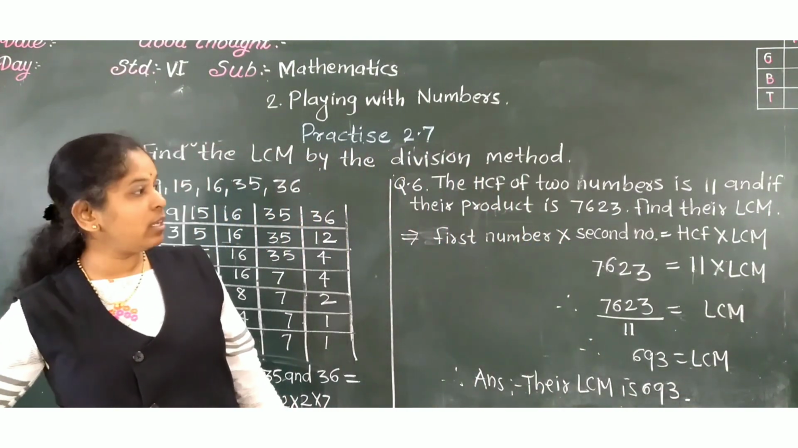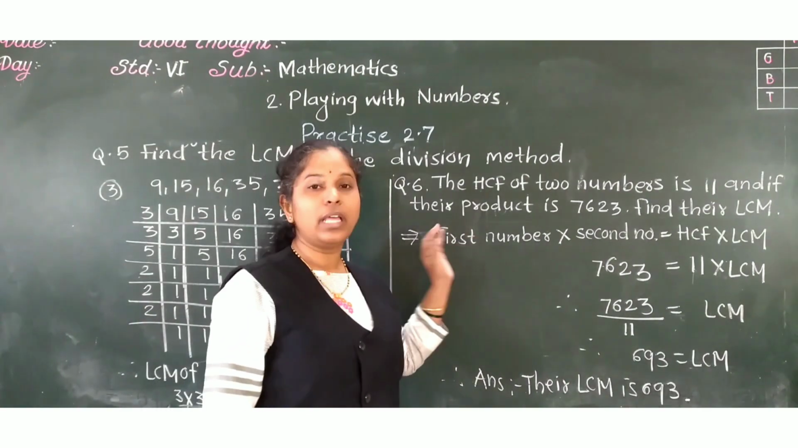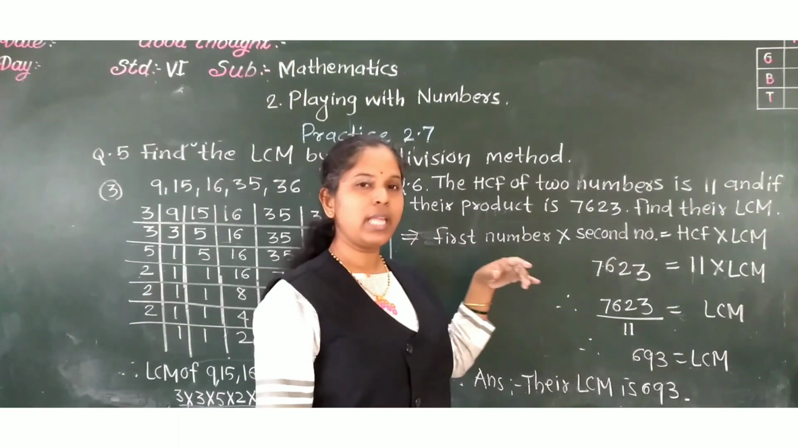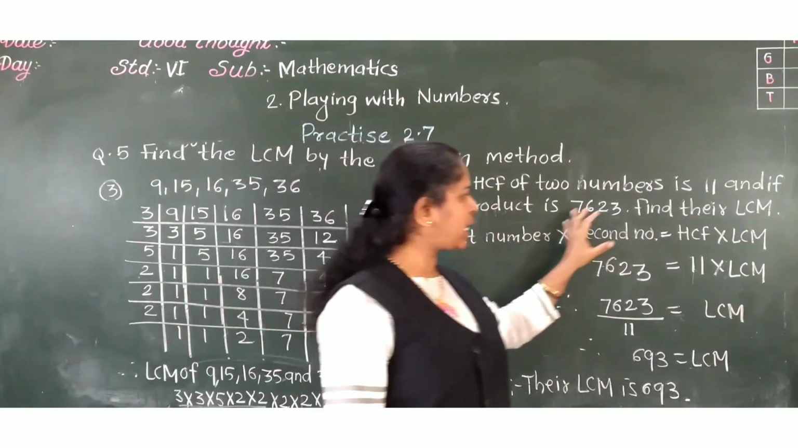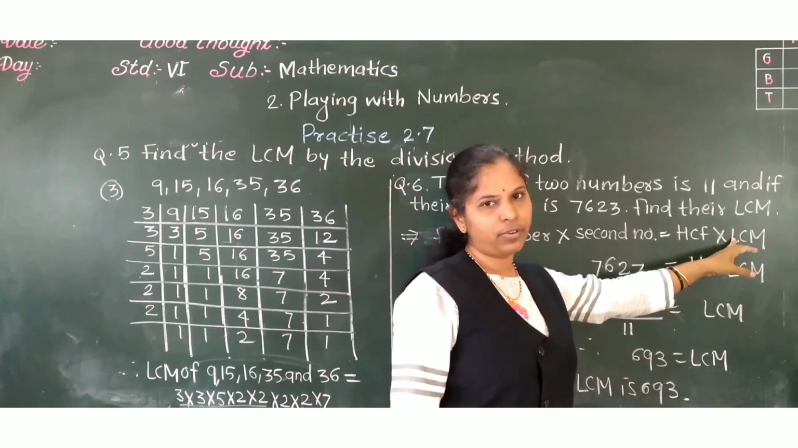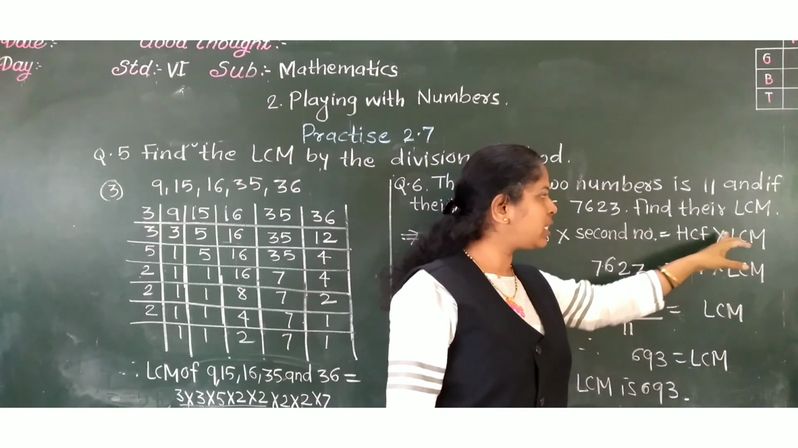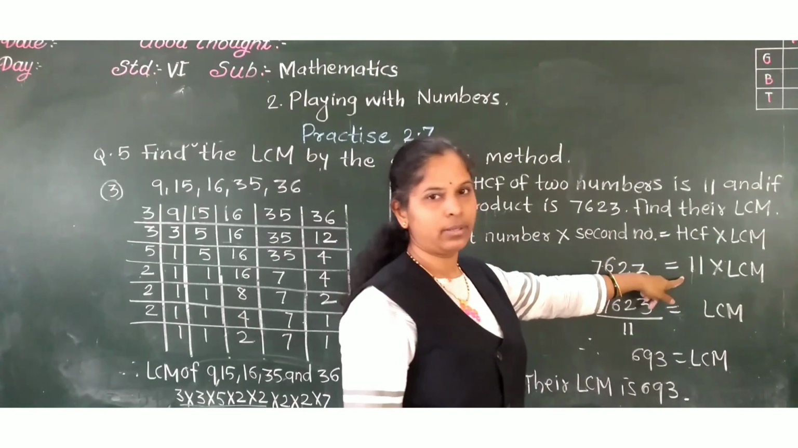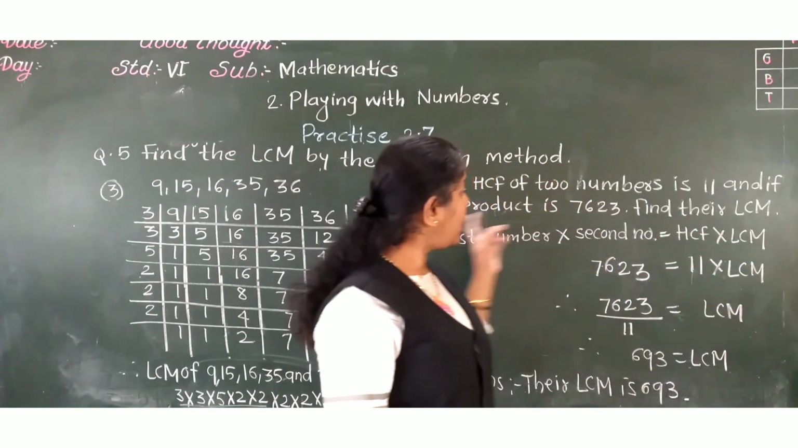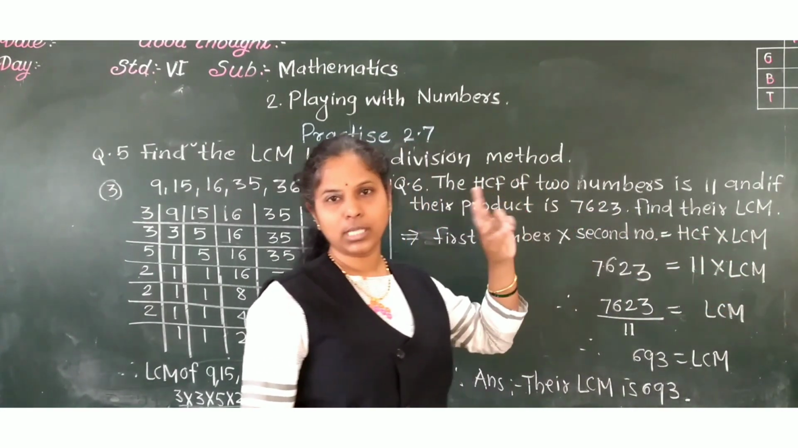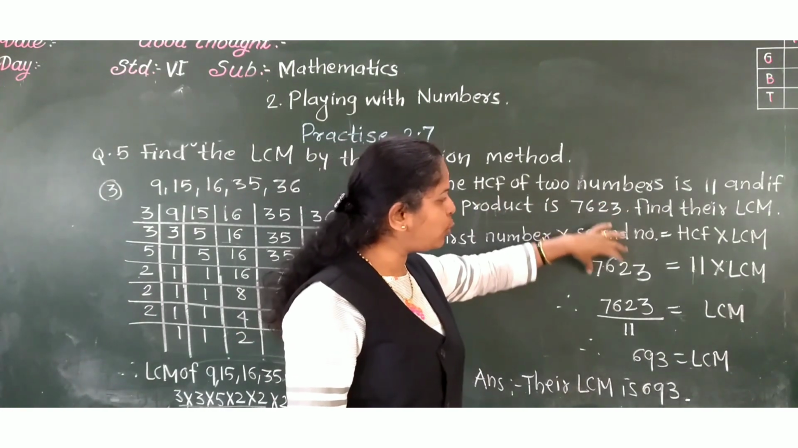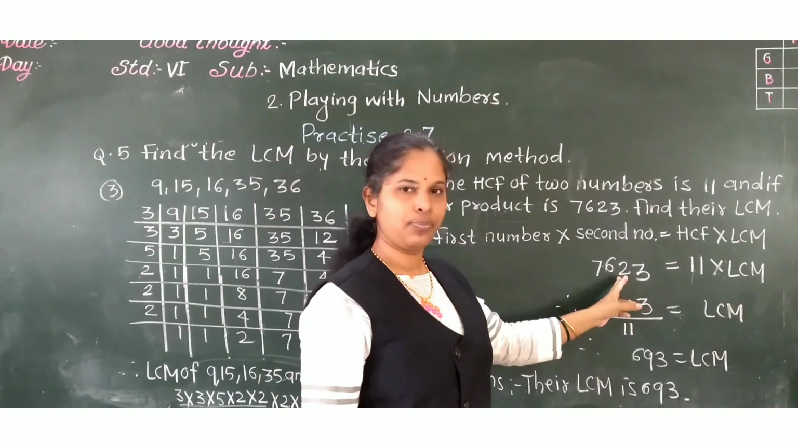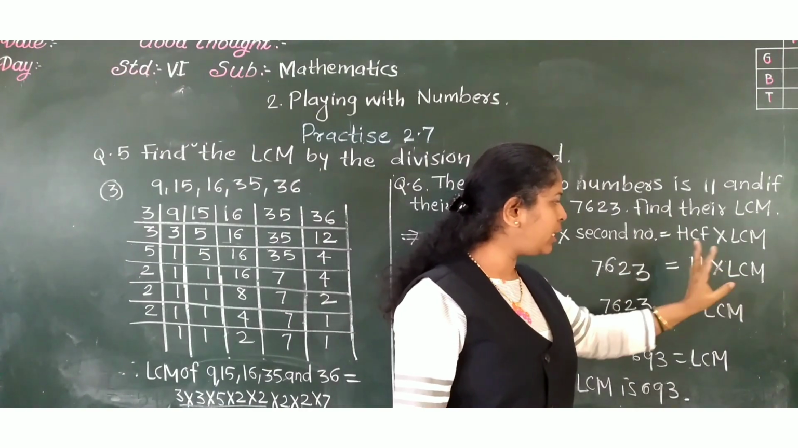What do we have to use here? We have to use the relationship between HCF and LCM. Now, what is that relation? First number into second number is equal to their HCF into LCM. Now, HCF is given, 11. LCM we have to find out. And directly the product of the two numbers is given. So that value we have to put: the product is equal to HCF 11 into LCM.